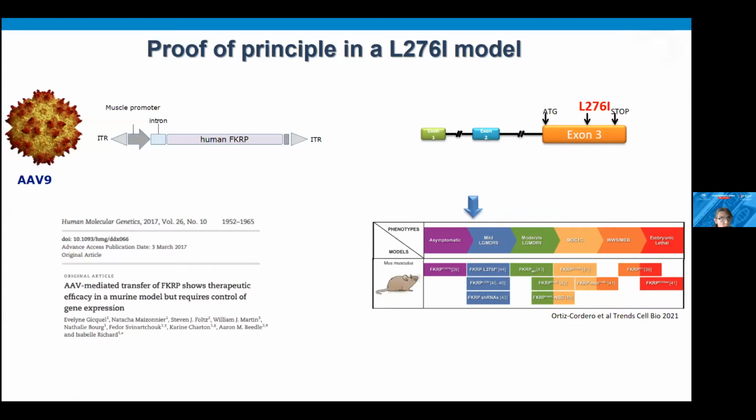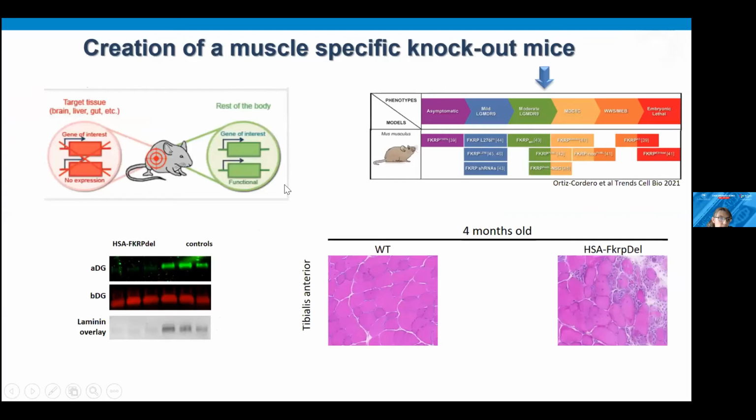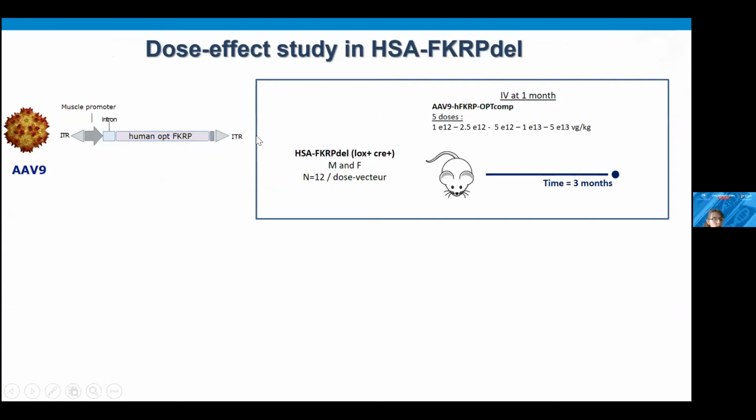And this highlights, in fact, the crucial point of selecting a correct animal model for your project. So we have developed another mouse model, which is a muscle-specific knockout, and it is much more severe. It's represented here, in fact. This was a muscle of our first model, and this is a muscle of our second model. As you can see, the muscle is more degenerative. So what we did is we injected our vector in such a model at different doses to define the dose-effect relationship. And this is what we see.